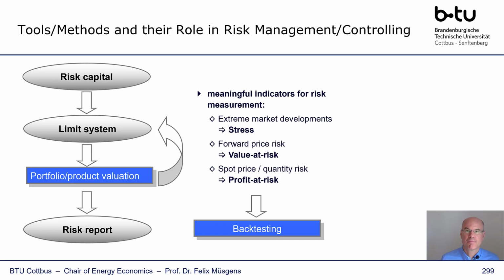Meaningful indicators for risk measurement we have already discussed. The stress, the value at risk, the profit at risk. So that's why we introduced these. They are all, to one extent or another, used to steer the risk management process in real-world companies. Okay, and then once, for example, a year is done, you do back testing, checking what was good and what was not so good.